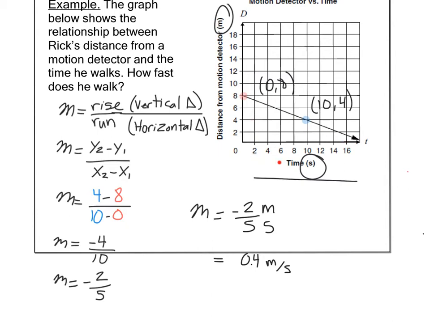So what this tells us is he is walking towards the motion detector. And so if we recall our original question, it was, how fast does he walk? Well, if the slope is 2/5, Rick is walking at a pace of 0.5 meters per second.